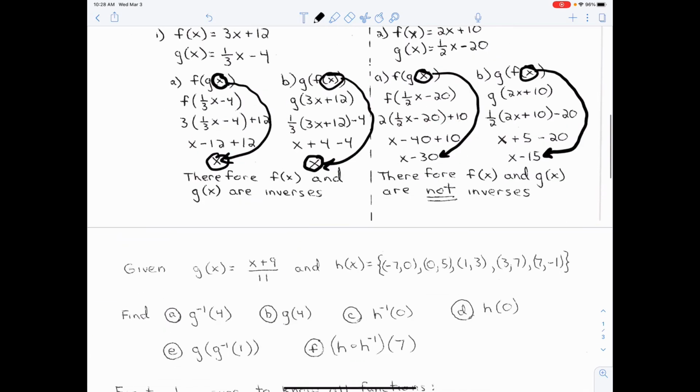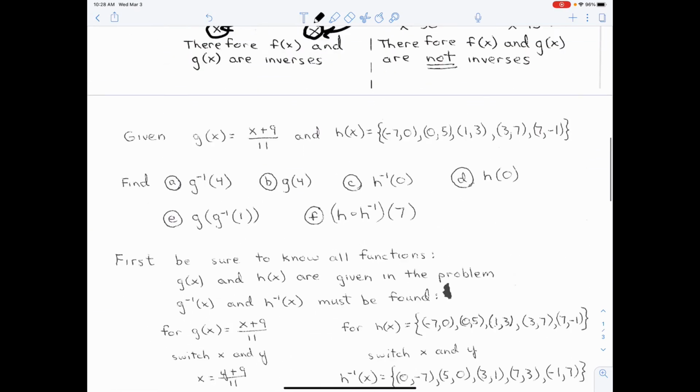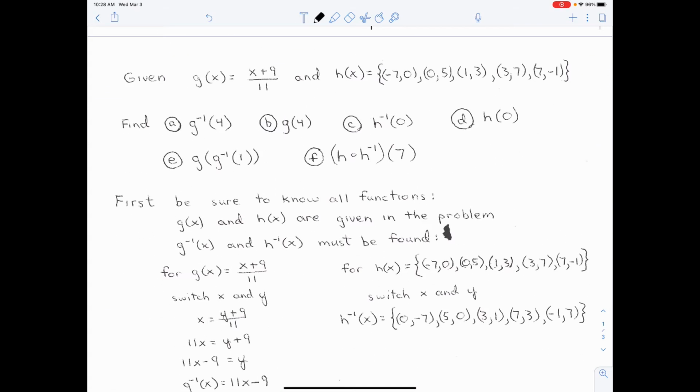What I want to do is go through some more problems before I actually start giving you problems to do on your own. Given g of x equals x plus 9 over 11 and h of x equals the function you've got there, I want you to find the following. Problems A, B, C, D, E, and F. Well, in order to do this, you need to know 4 functions.